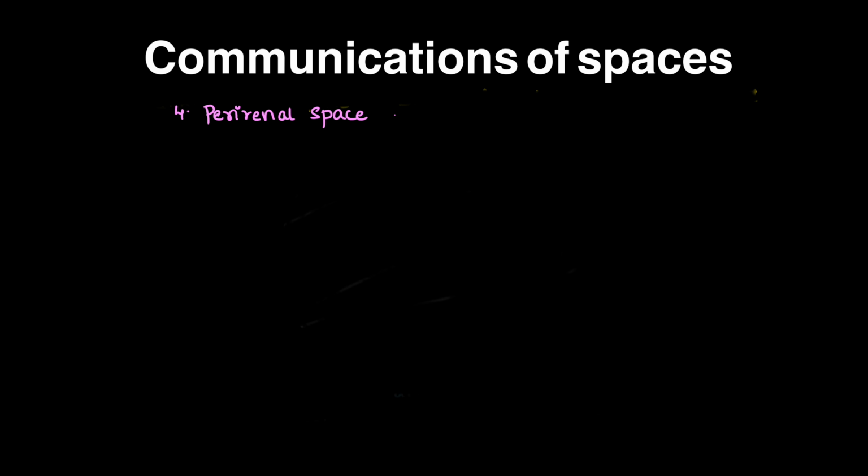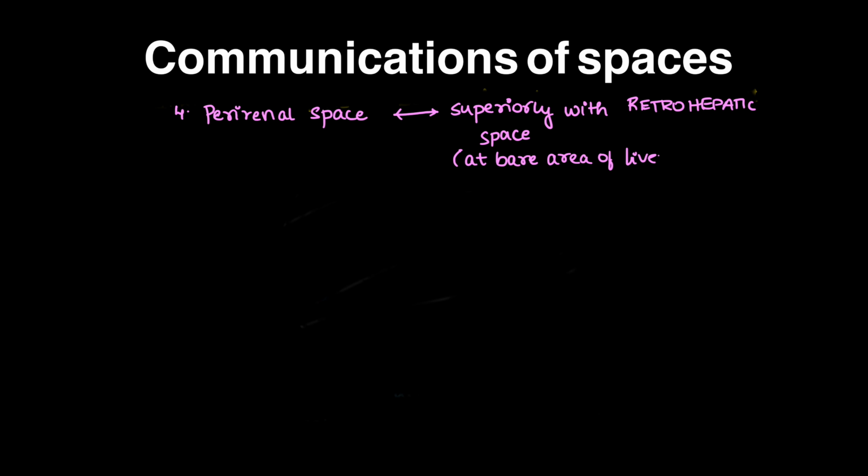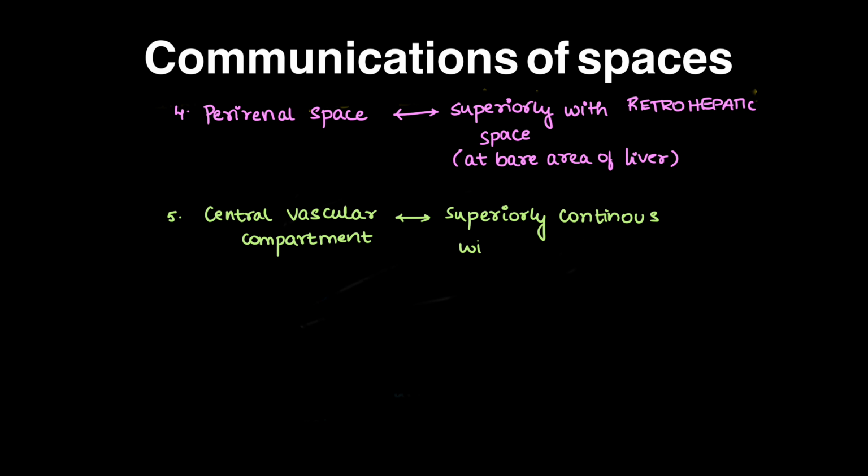Perirenal space, especially of the right side, we are talking about the right perirenal space. Superiorly, it's continuous with the retrohepatic space at bare area of liver. We saw how the fasciae are attached. Lastly, the central vascular compartment is continuous superiorly with the posterior mediastinum, where large vessels of mediastinum are present.